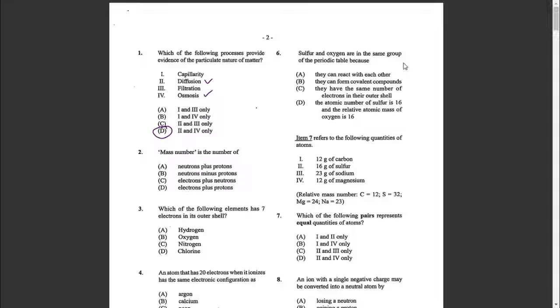Question 2. Mass number is the number of neutrons plus protons. That's A. Question 3. Which of the following elements has 7 electrons in its outer shell? Chlorine would have 7 electrons on its outer shell, on its valence shell. Nitrogen would have 5, oxygen would have 6, hydrogen only has a single electron. So the answer is D.